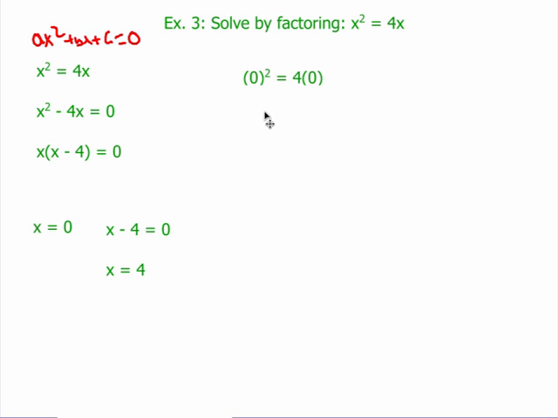Let's go ahead and see what we get when we plug them in. I'm going to plug them into this original equation. Plug in 0 first. 0 squared equals 4 times 0. 0 squared is 0. 4 times 0 is 0. So that one checks out. Good. 0 works. Now let's try 4. 4 squared equals 4 times 4. Well, 4 squared is 16. 4 times 4 is 16. So that one checks out. So I know that my answers are 0 and 4.